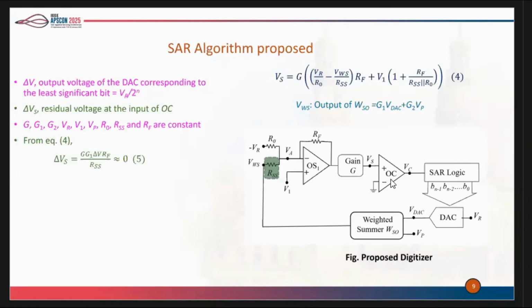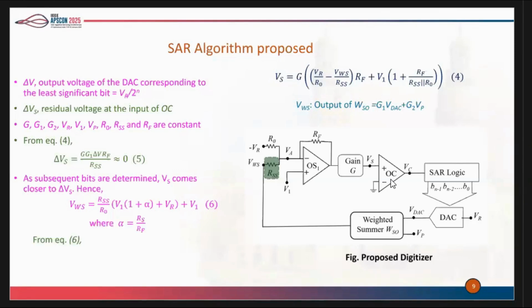Since delta V is very small, we can approximate this as 0, and hence as the subsequent bits are determined, the Vs comes closer to this value of delta Vs, which is equal to 0 in equation 4, and from there we can back calculate the value of RSS, the unknown resistance.